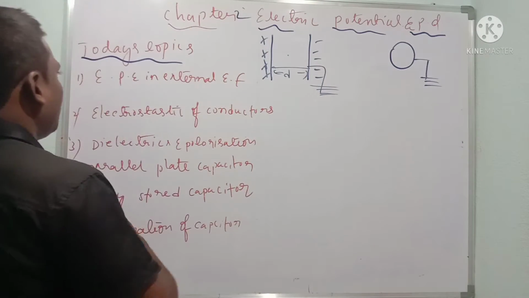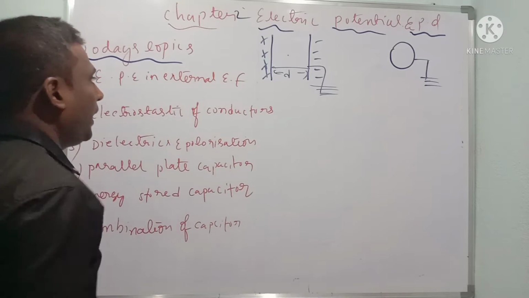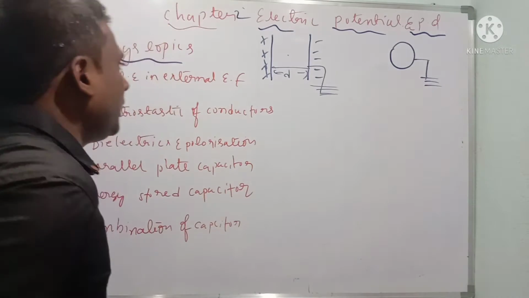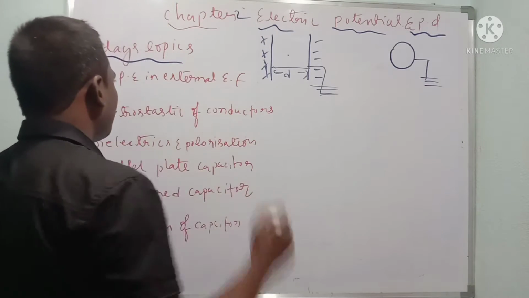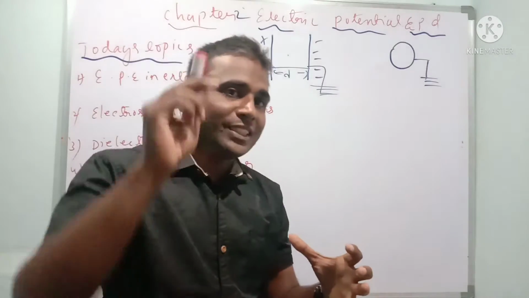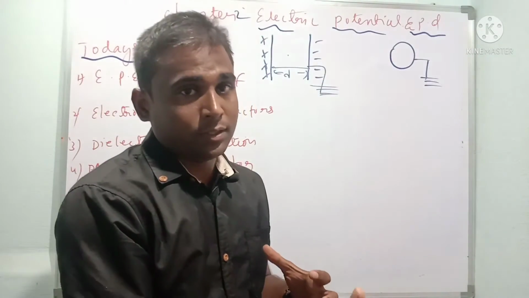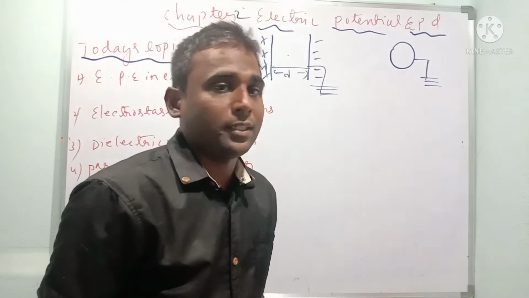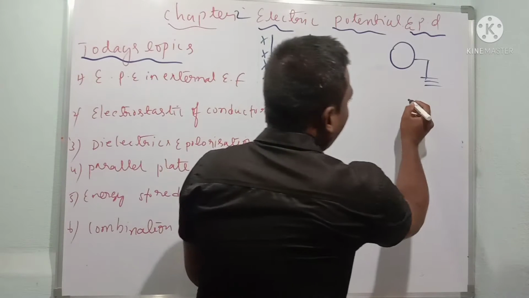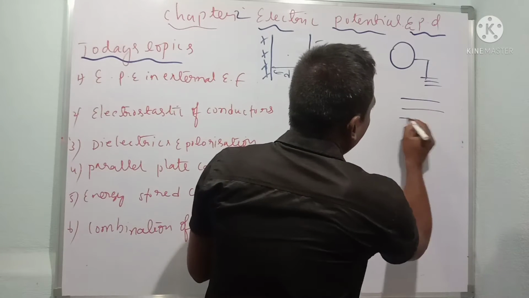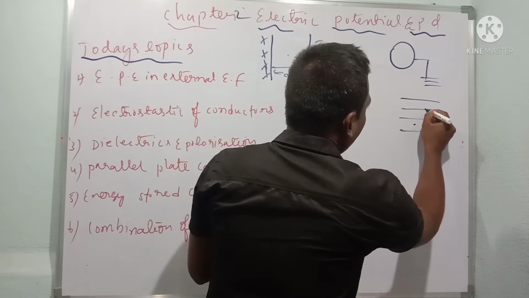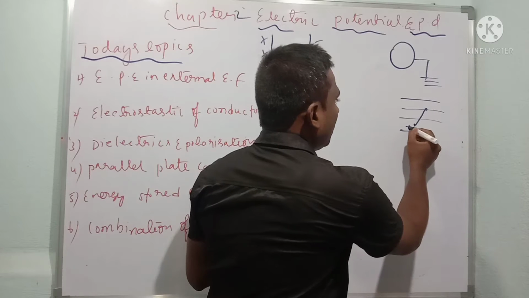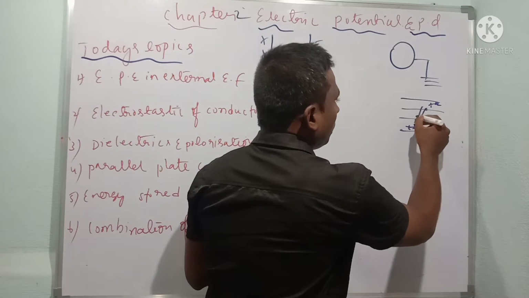The first point is electric potential energy in the external electric field. Dear children, it is very easy to understand. Already you have understood that electric potential energy is nothing but the product of charge and potential. That is called electric potential energy. It is equal to the amount of work done. We discussed that when two charges are kept in a uniform electric field, the net force is equal to 0.